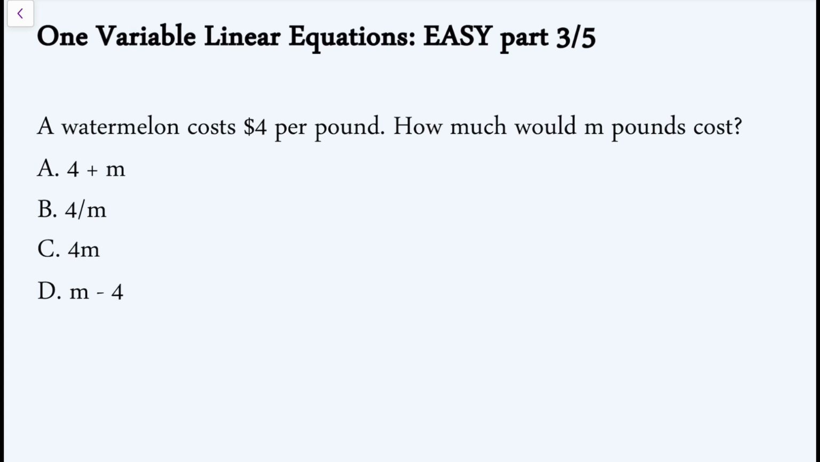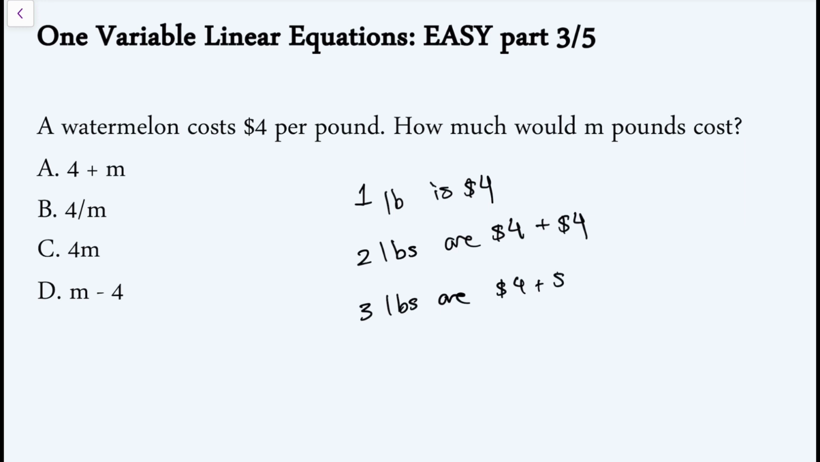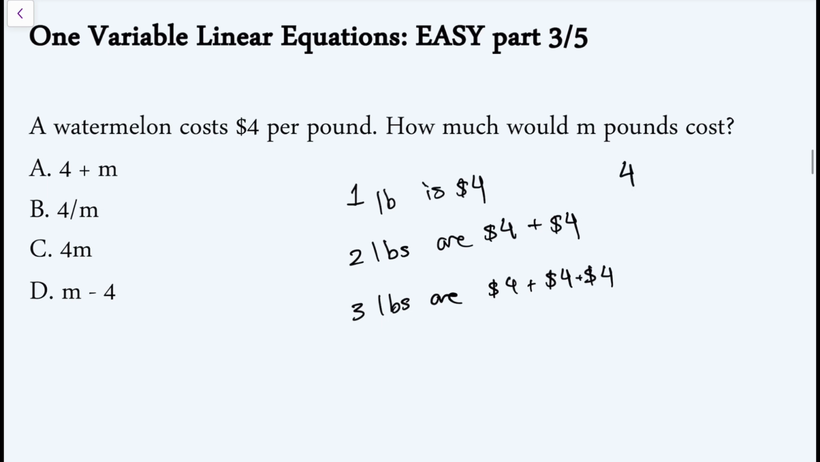If 1 pound is $4, 2 pounds are $4 for the one plus another $4. 3 pounds are 4 plus another 4 plus another 4. What we see here is that we're saying, okay, this is just 4. This is 4 but times 2, right, to get 8. This is 4 but times 3 to get 12.